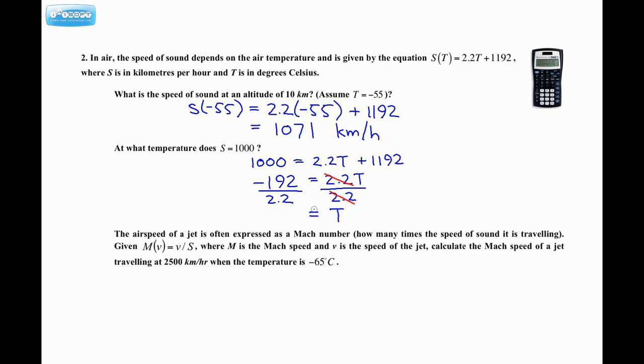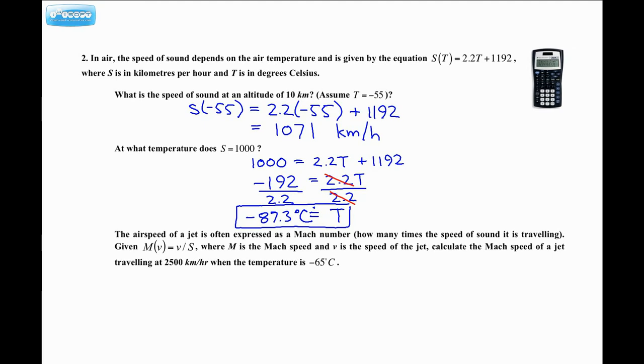Now, as soon as I round, I'm going to put a little dot over this equals. Just means it's approximate. And the temperature is approximately minus 87.3, and this would be in degrees Celsius. So I'll put that in a box here. There we go. Okay, so if the temperature outside is approximately minus 87.3 degrees Celsius, or about minus 87 degrees, the speed of sound in the air will be about 1,000 kilometers per hour. So there we go. All right.